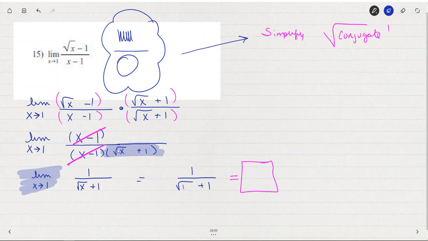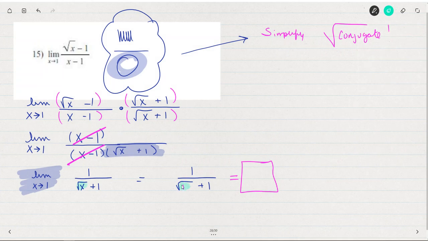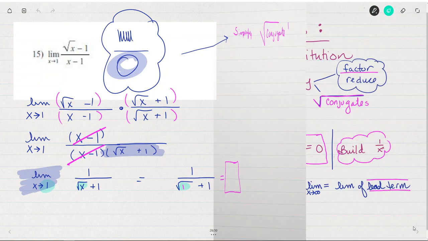The last step, now that I've eliminated the issue, what gave us a 0 in the denominator is gone. So now I can just apply direct substitution. To apply direct substitution, I'm going to replace this x with a 1 and simplify. Well, that's it. I hope that this has helped you.